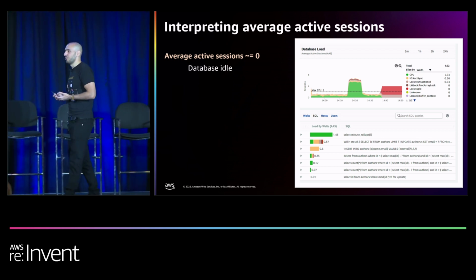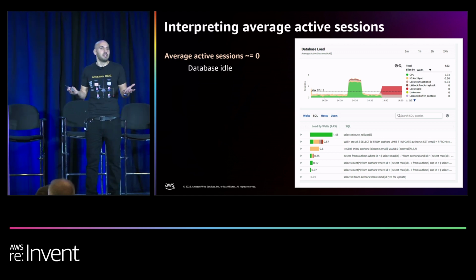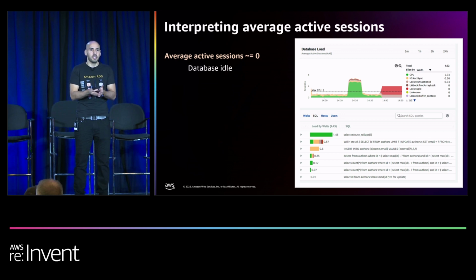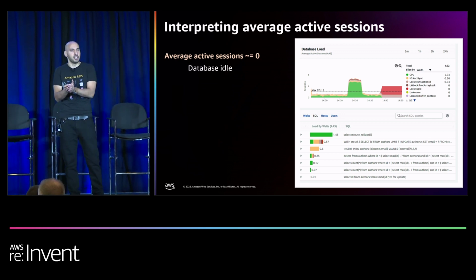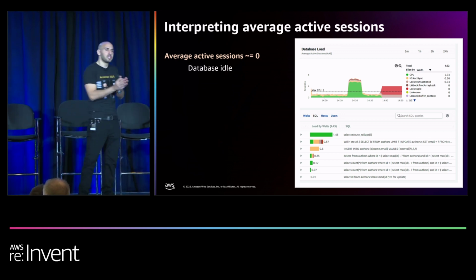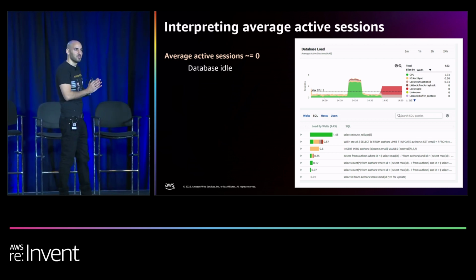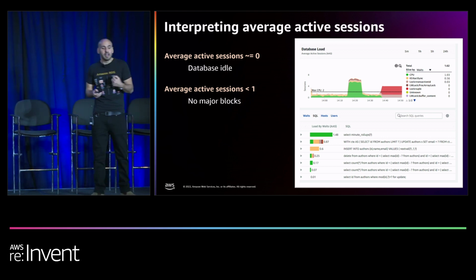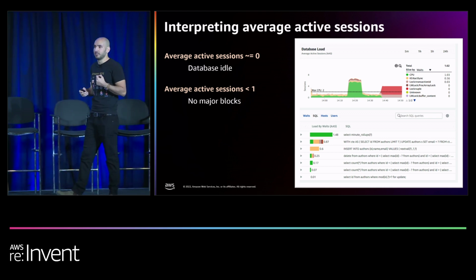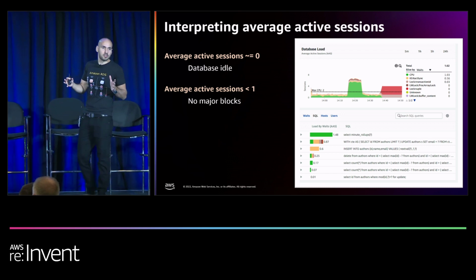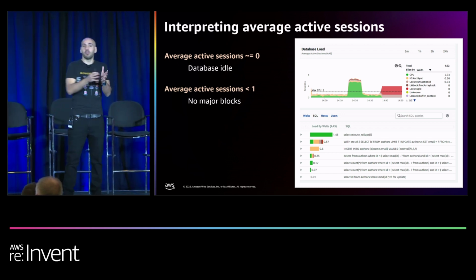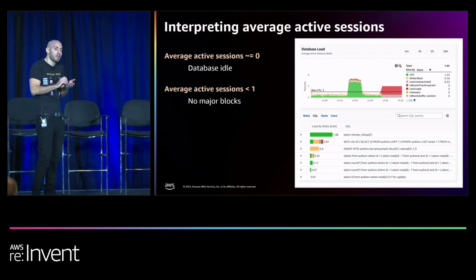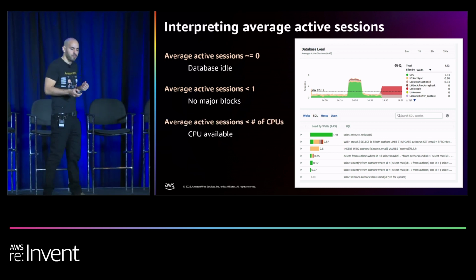If someone comes to you and says, I believe the database is having some performance challenges, and you look at Performance Insights and see that database average active sessions is 0, it probably means that the database is not the bottleneck. So this is a good guideline to have. Also, when the average active sessions is below 1, it means that there are no major blocks. Because if there was a session waiting for a couple of seconds or a couple of minutes due to a blocking lock, you would expect to see a spike of at least 1 average active session.